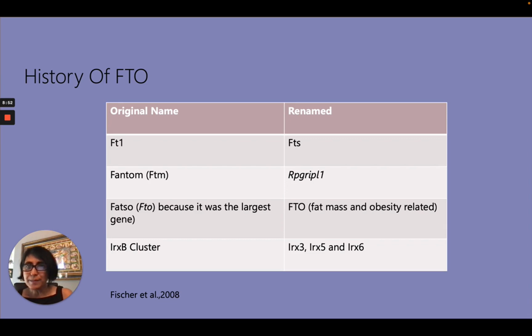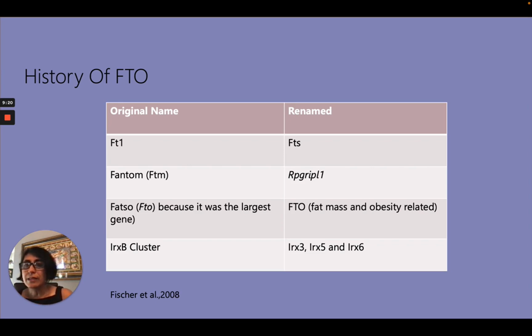The third one, that's another interesting story. So at first, when this gene was seen, it was the largest of all of the genes, so they named it FATSO. And they gave the abbreviation of FTO. And then I'll come back to what it was renamed to.